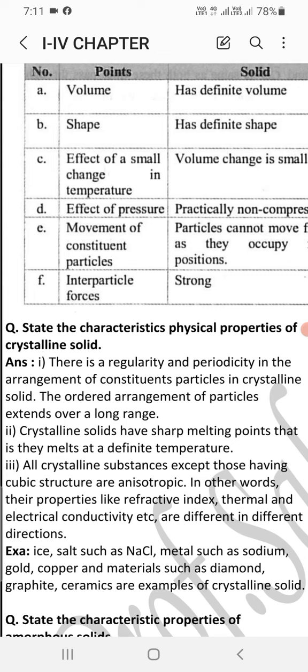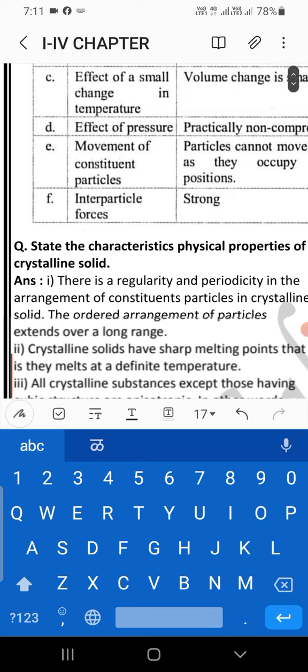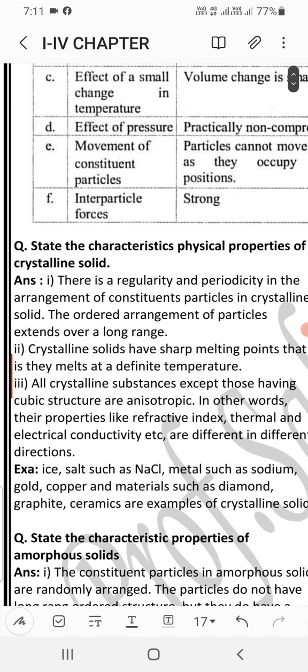Second one, crystalline solids have sharp melting points. That is, they melt at a definite temperature. That's why crystalline solids have sharp melting points. Third physical property, all crystalline substances except those having cubic structure are anisotropic.